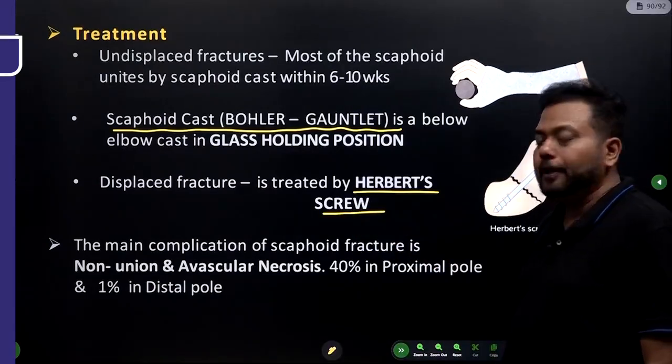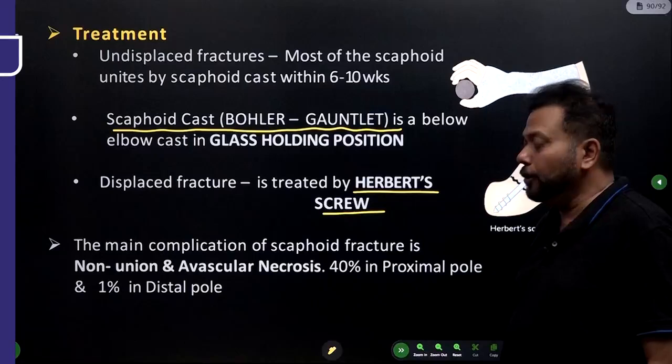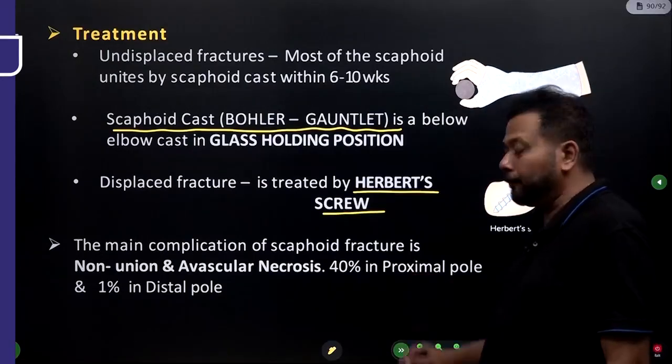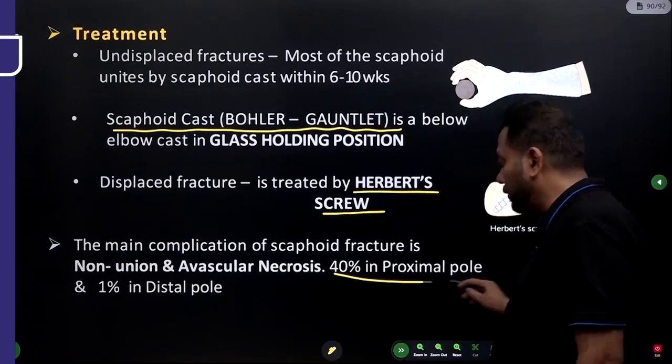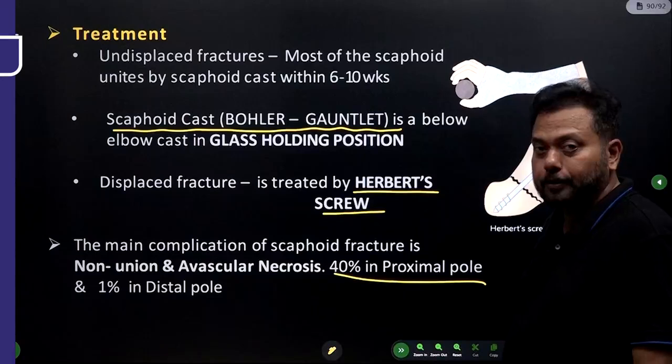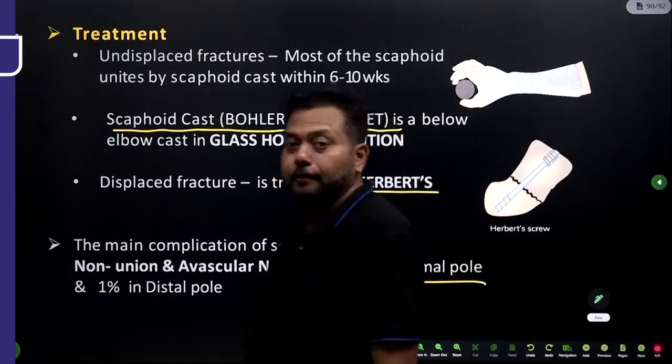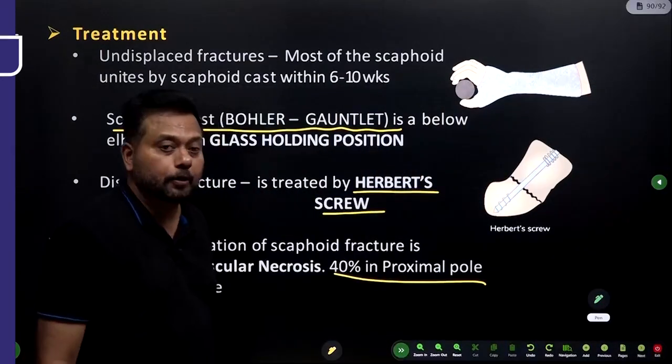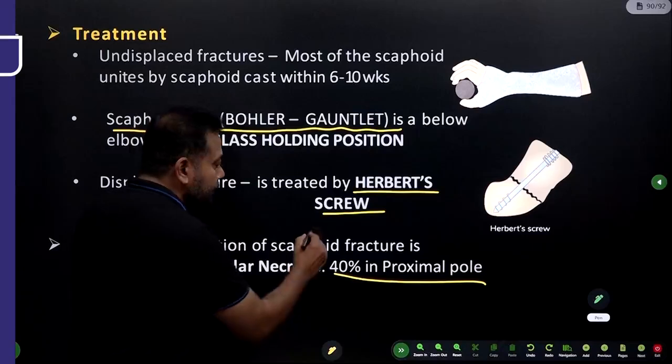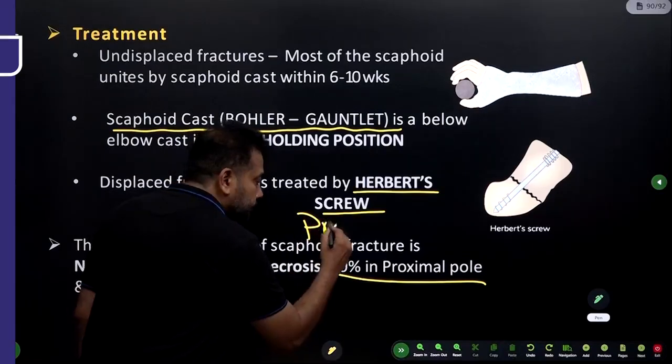Okay, the main complication of scaphoid fracture is non-union and avascular necrosis of the proximal pole. 40% is proximal pole and 1% is distal, and the main complication of scaphoid fracture is avascular necrosis and non-union of the proximal pole of scaphoid. This is called Preiser's disease.